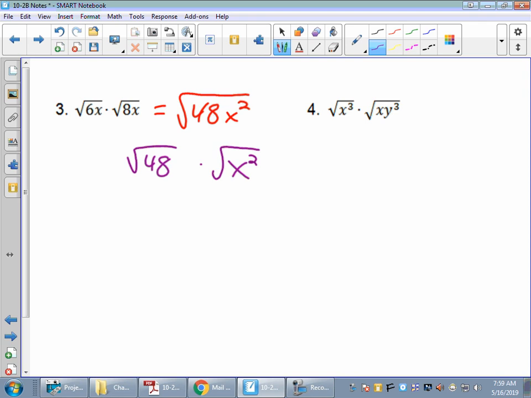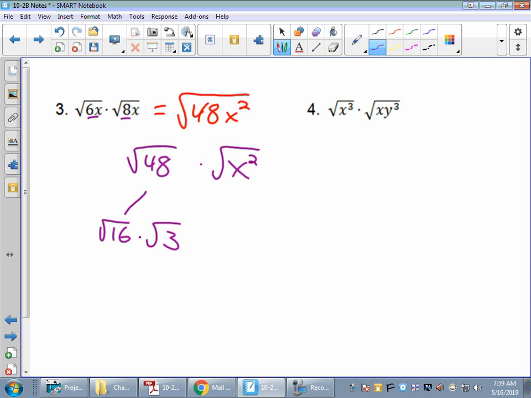Now we're looking for perfect squares that are factors of 48. We know that 6 times 8 equals 48, but those aren't perfect squares. So we want a number that's a factor of 48 and is a perfect square. If we go a little higher, we can get 16, because we can say the square root of 16 times the square root of 3. 16 times 3 is 48, so we can do that.